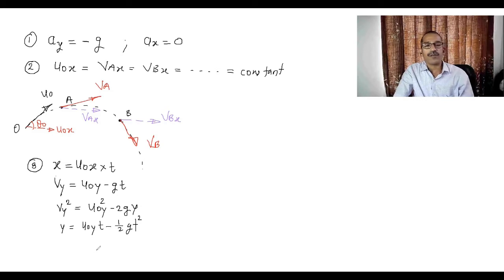So there are four equations of motion. Then next, equation of path, that is the relation between x and y. Equation of path is always what? From this equation, we will eliminate the term t and find a relation between x and y, which is called as what? Equation of path.